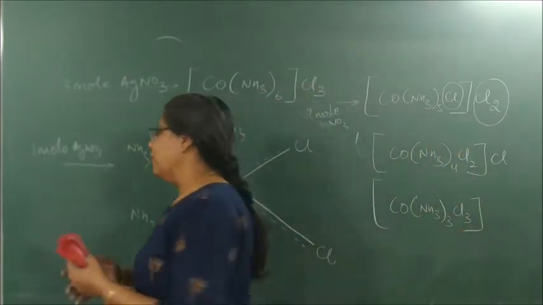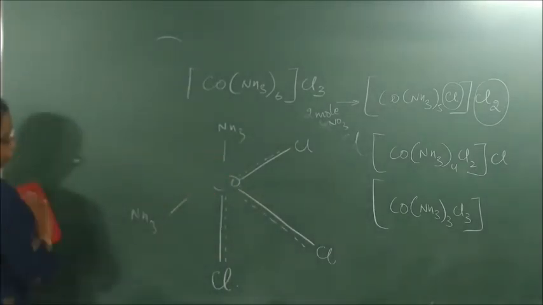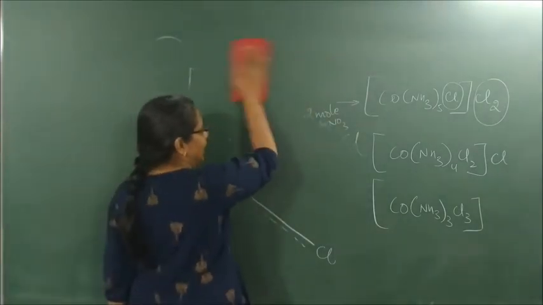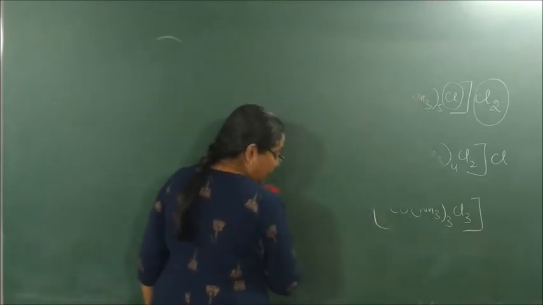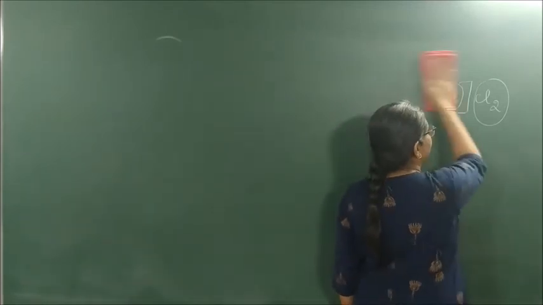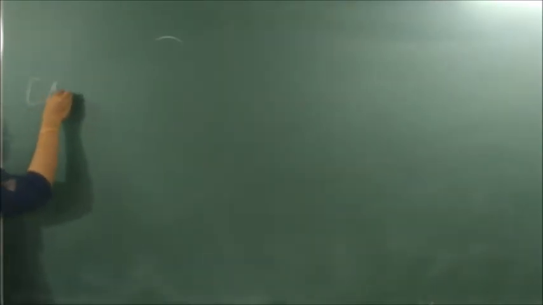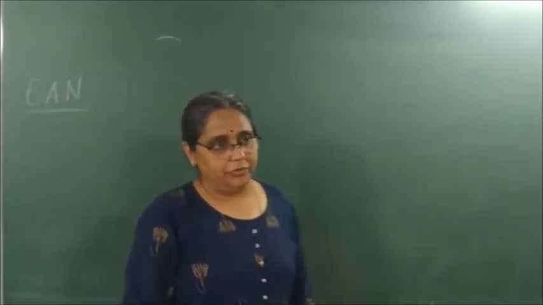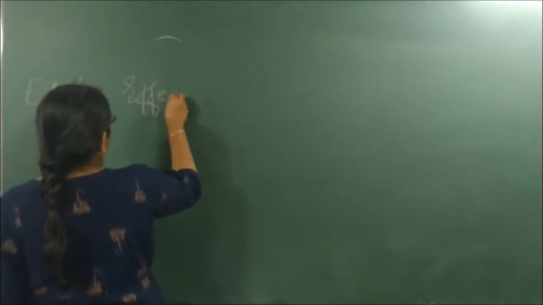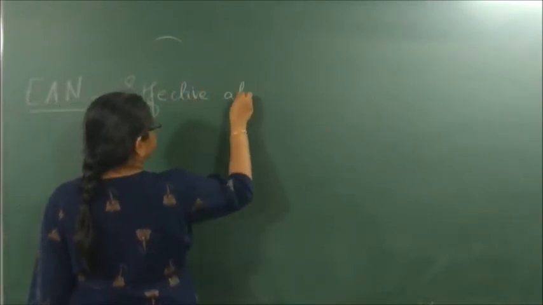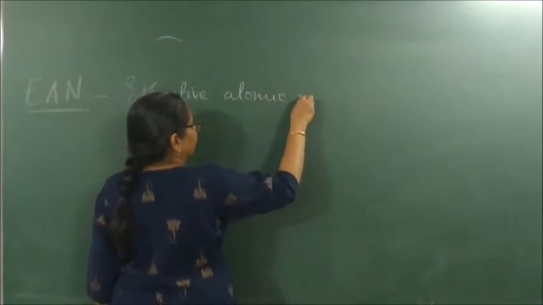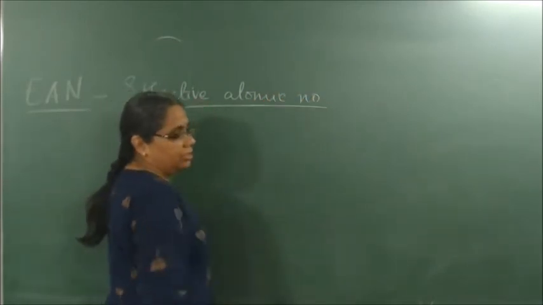Okay? Now, not given in the textbook, but it is very important. You should know something which is called EAN. Please write capital E, capital A, capital N, EAN. What is EAN? N is number, very true. It is called effective atomic number.